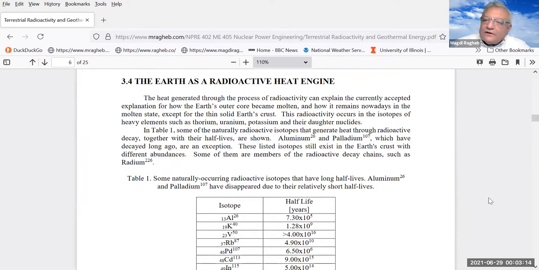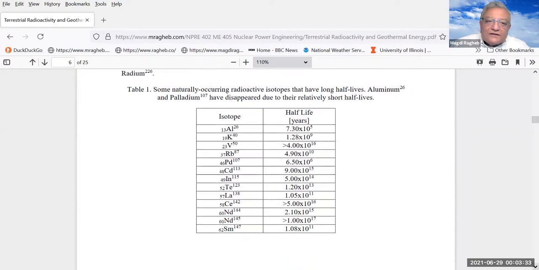The Earth is not just composed of hydrogen in the water, H2O, in our oceans, which cover 70% of the surface of the Earth, and elements like silicon, like in sand, and calcium in carbonate rock, and nitrogen in the atmosphere, and oxygen. But you'll find that lots of naturally occurring isotopes that have long half-lives do exist on Earth.